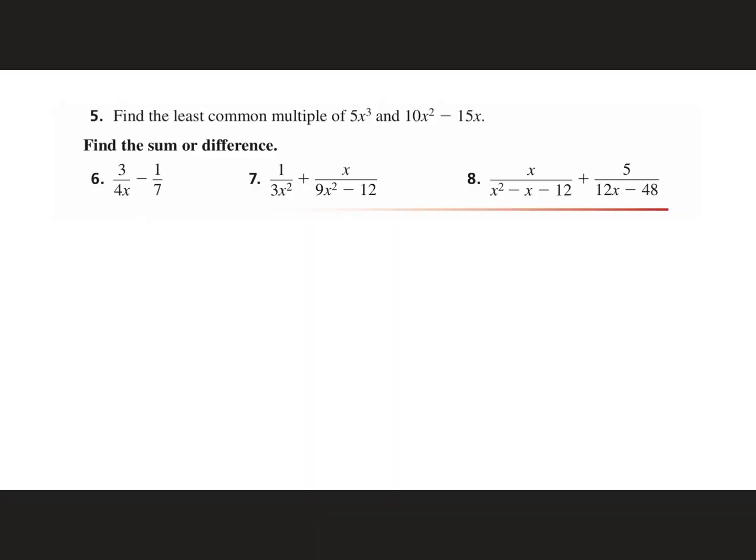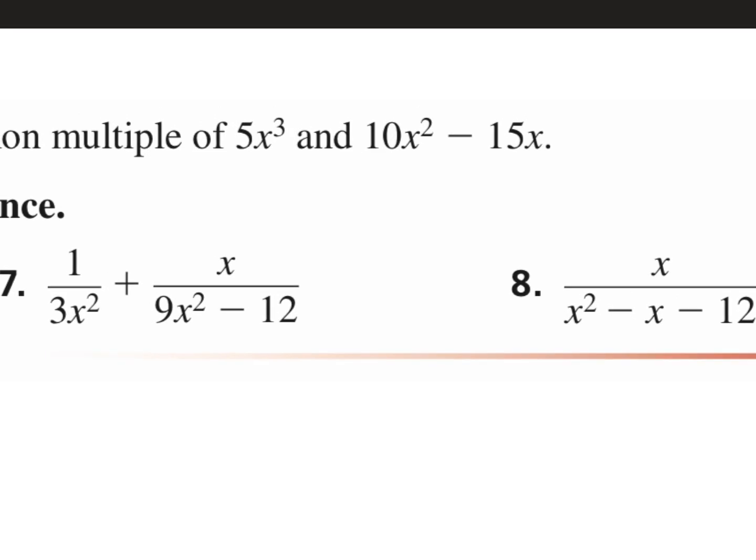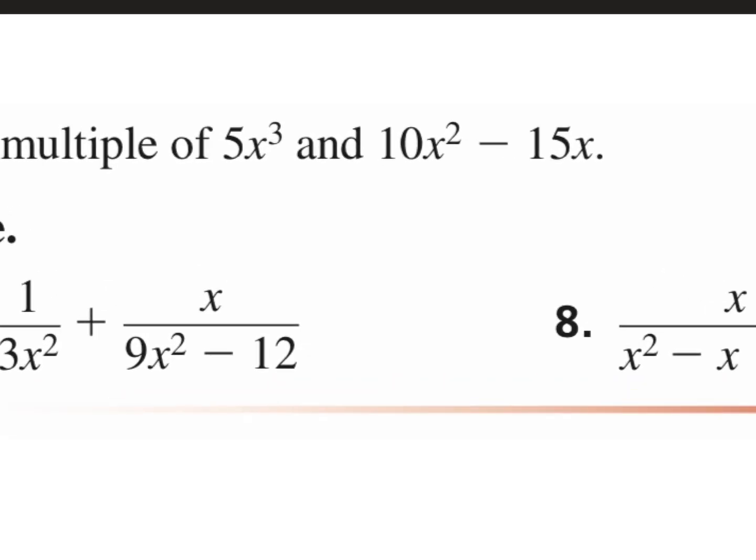So looking at number 5, again, we want to find the least common multiple. So I'm going to write my factors of each one. So 5x to the third power, what would my factors here be if I listed them all out? 5 and what else? What else am I multiplying to that 5? X. How many x's? 3. So 5 times x times x times x. These are all of my factors listed out for the first one.